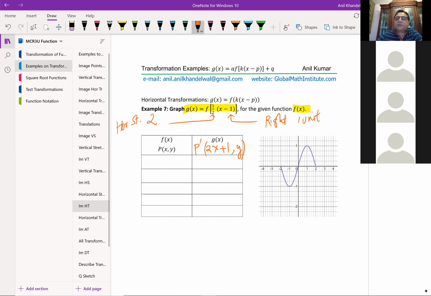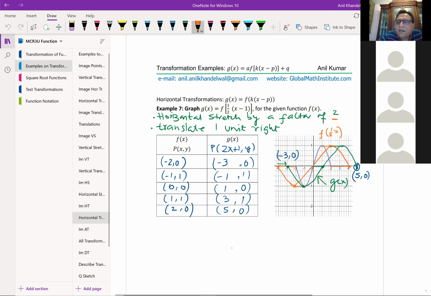As far as points are concerned, you have to read from the graph itself. So pick up the points from the graph. These 5 are good enough. Those turning points and important points have been taken. Fill the table up, right? And then sketch. I hope that is absolutely clear. So that is the complete horizontal transformation. We have considered horizontal stretch, horizontal compression, and also horizontal translations, left and right translations, right?